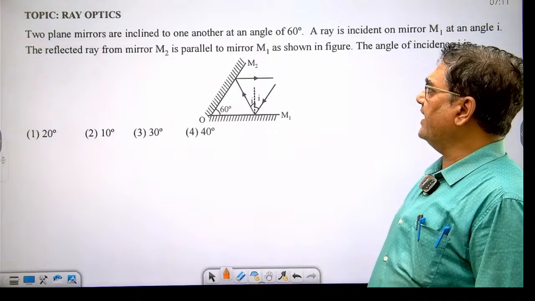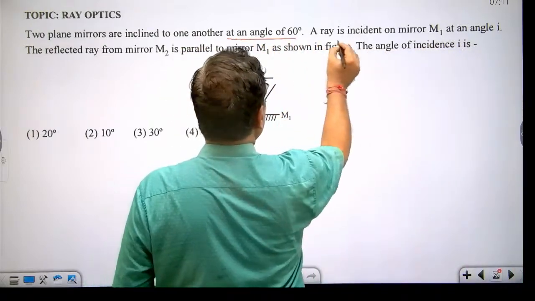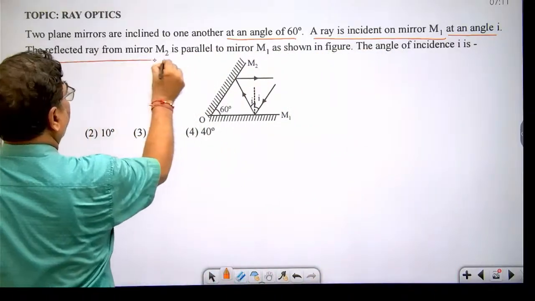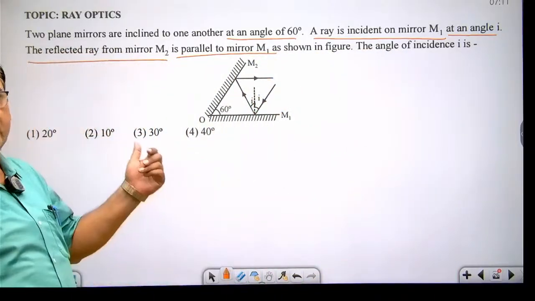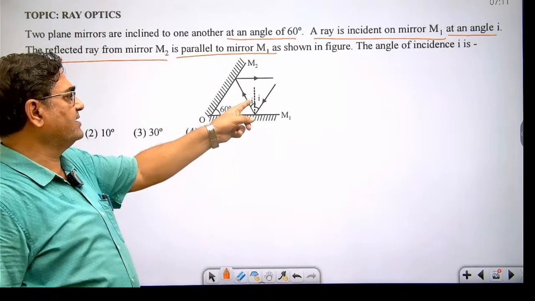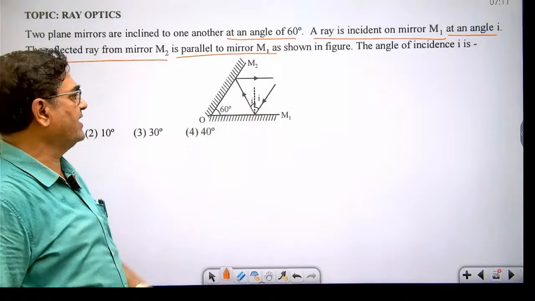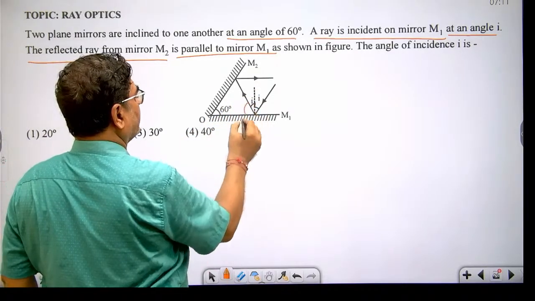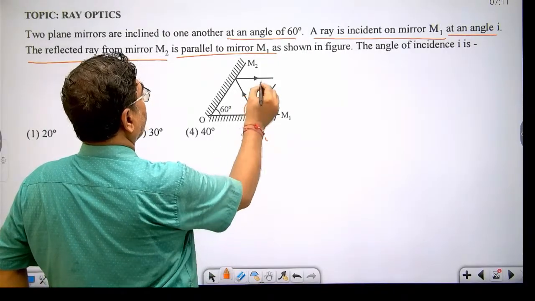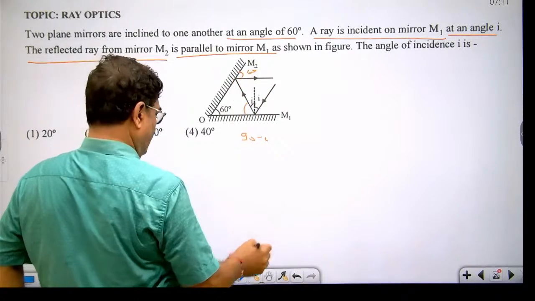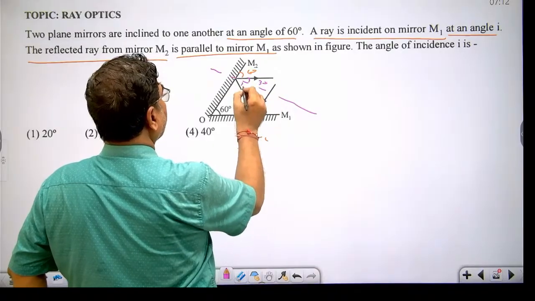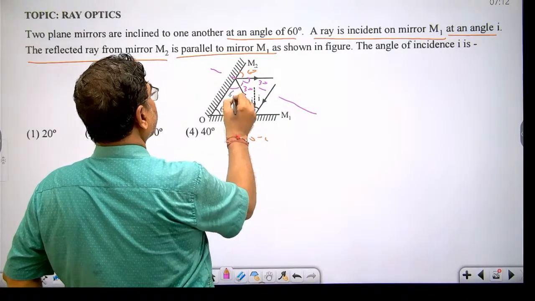Two plane mirrors are inclined to one another at an angle of 60 degrees. A ray is incident on mirror M1 at an angle I. The reflected ray from mirror M2 is parallel to mirror M1 as shown in the figure. Then what is the angle of incidence? If we look at the geometry, this is the angle of incidence I, this is the angle of reflection, which is equal to the angle of incidence. The normal remains at 90 degrees to the mirror, so this angle is 90 minus I. And this is also 90 minus I. Since these lines are parallel, this angle should also be 60 degrees. If this angle is 60 degrees, then, dear student, this angle will be 30 degrees.